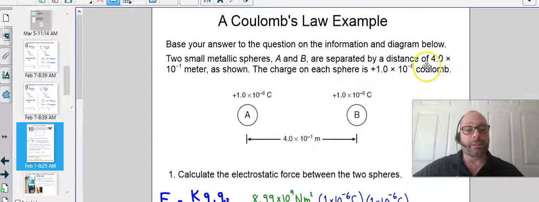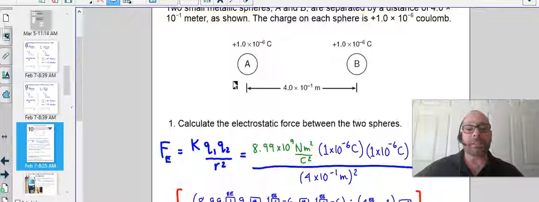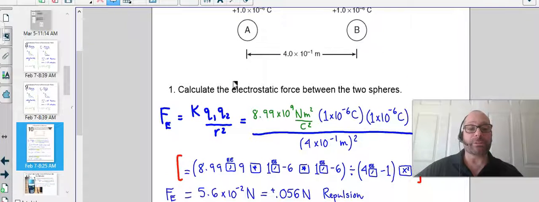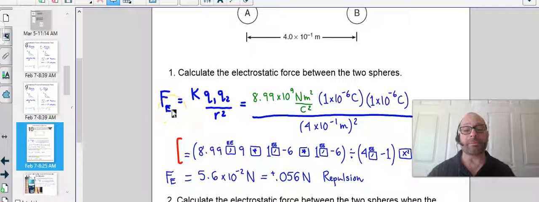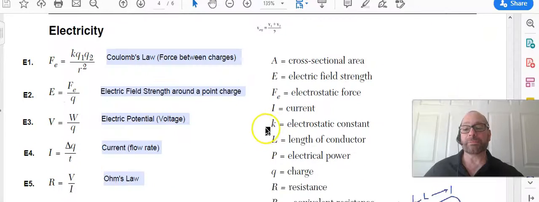Now, the Regents often uses scientific notation for numbers like 0.4 meters, just to see if you recall how to use scientific notation. The first question that's asked is to calculate the electrostatic force between the two spheres. We set up the equation as follows. Kq1 q2 over r squared is the Coulomb formula that we found on the reference table right here.